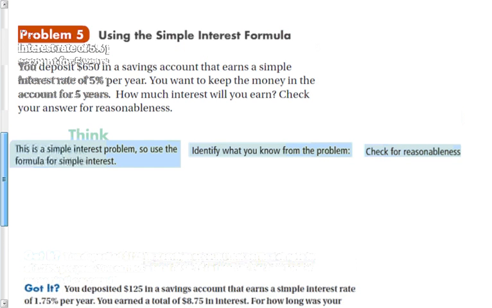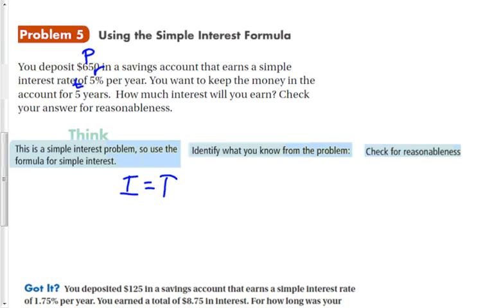All right, using the simple interest formula, it says you deposit $650 in a savings account. That is your principal. That earns a simple interest rate of 5%, that's your rate. You want to keep the money in for 5 years, that's your time. So interest equals principal times rate times time. We're looking for the interest here. So that's I. We're going to multiply 650 times 5%. We have to change 5% to a decimal.